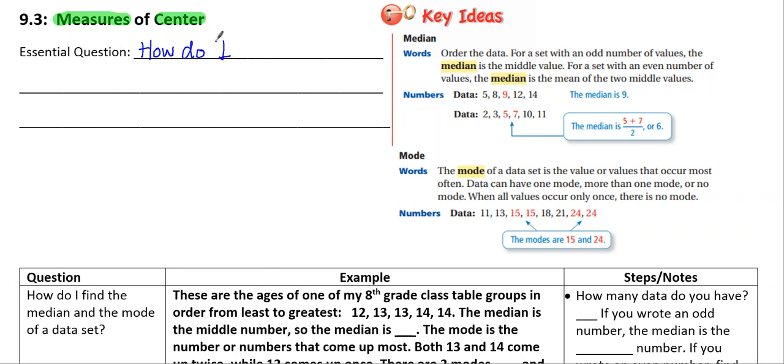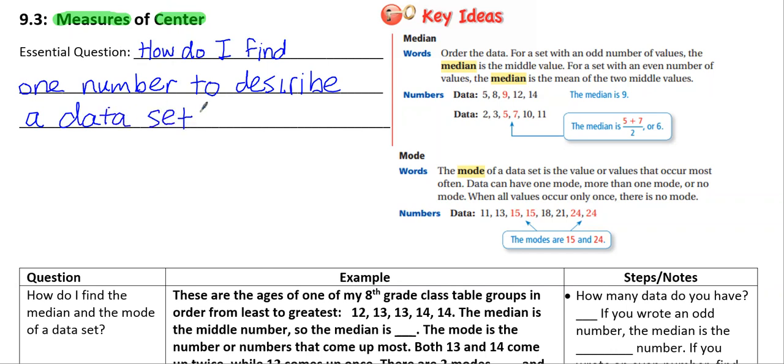How do I find one number to describe a data set? How do I find one number to describe a data set? And this is probably a good time to remind you that if we're dealing with a data set, we're dealing with a branch of mathematics called statistics, right? And so we've asked a statistical question, one where there are many factual answers, and we create a data set.